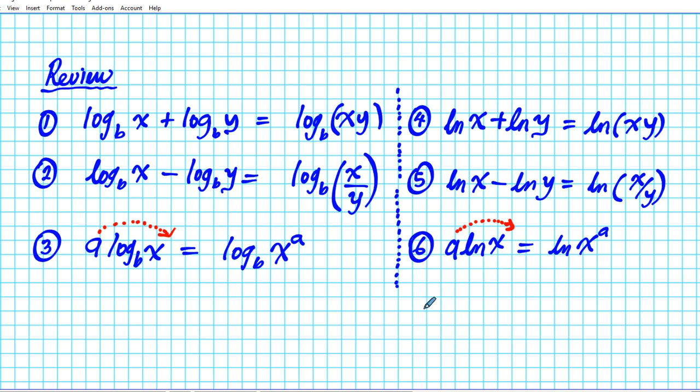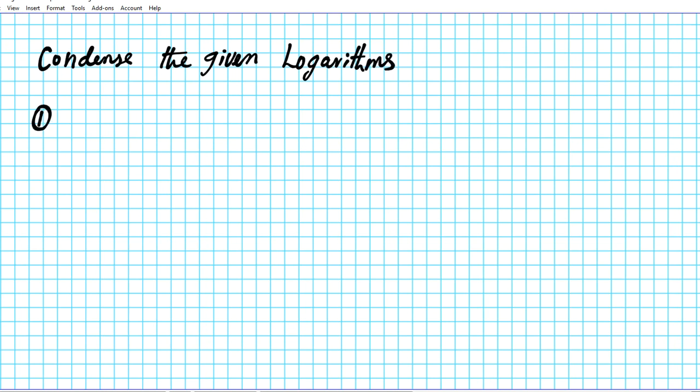Okay, so these are the properties that we're going to be using to condense the logarithmic expressions that we are going to be working on in this presentation. So the instructions for us are to condense the given logarithms. Okay, condense the given logs. Alright, so problem 1. Let's say we have log base 3 of 5 plus log base 3 of 2. Okay, so let's go ahead and condense it. So our solution is as follows.